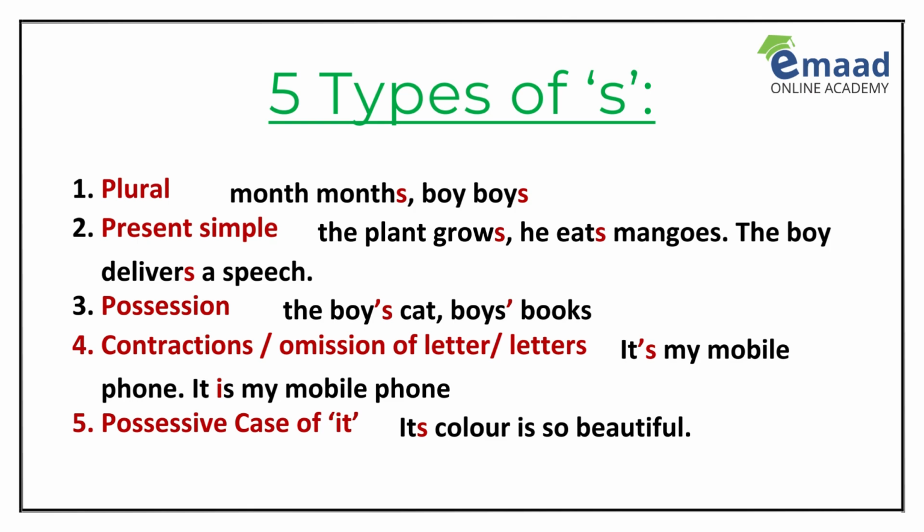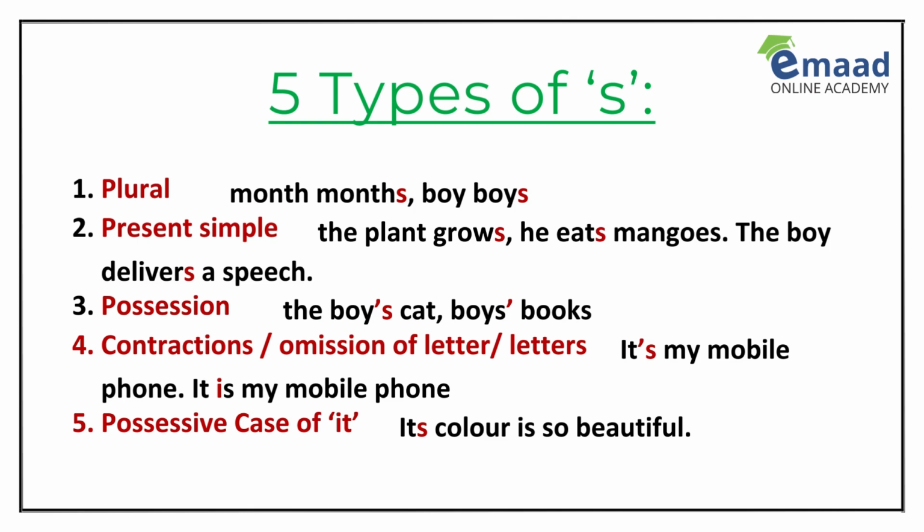The third type of S is what we use for possession, like the boy's cat, the boy's books. In this case, keep in mind that when there is a singular word without a C or Z sound at the end, we use apostrophe S. But if there is already a C or Z sound like that, then we don't add apostrophe S, we only use an apostrophe, like boys'. If we use double S here, it will be difficult to pronounce. So for boys' books, we only use an apostrophe without an additional S for possession.